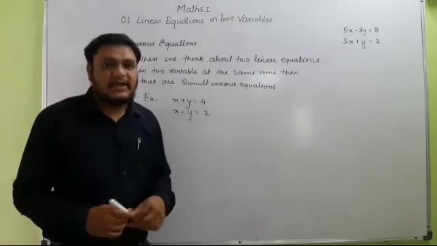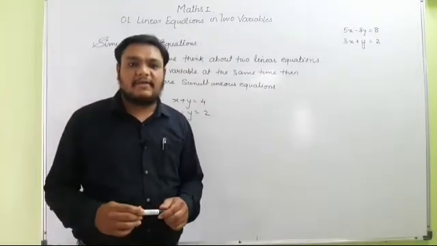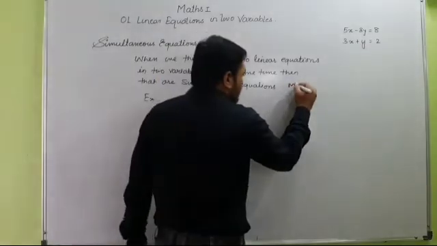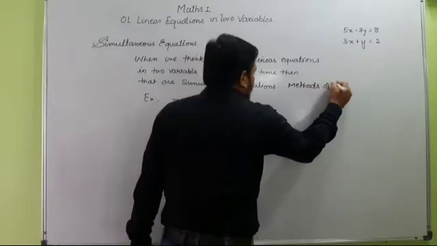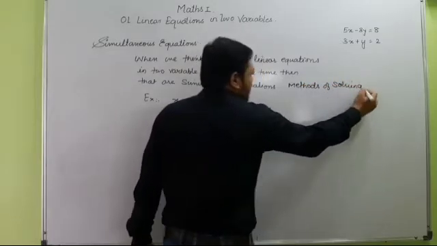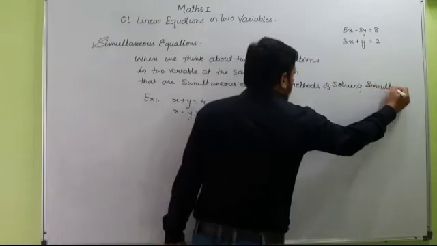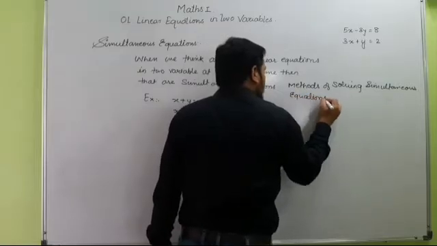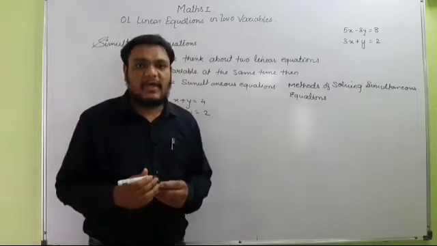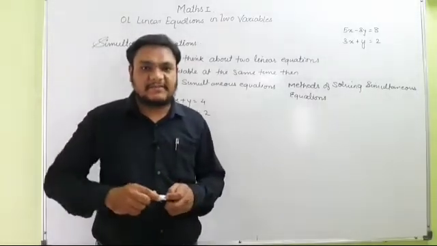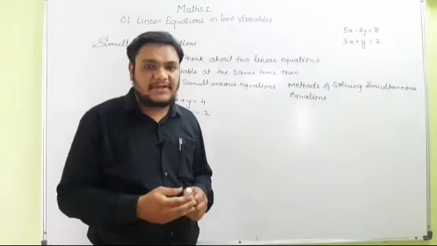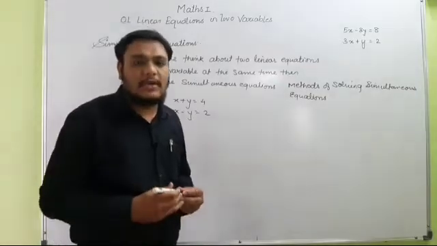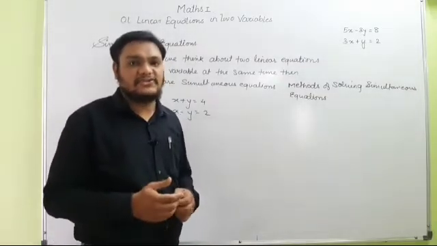One more thing I want to tell you, students: in 9th standard you have learned how to solve simultaneous equations, means methods of solving simultaneous equations. In 9th standard you have studied two methods of solving simultaneous equations, that is elimination by equating coefficient and elimination by substitution. These two methods we have to study in 10th standard also, but other than that, two more methods we have to study this year.